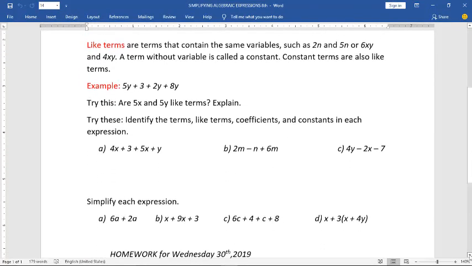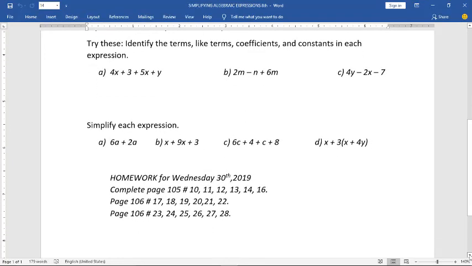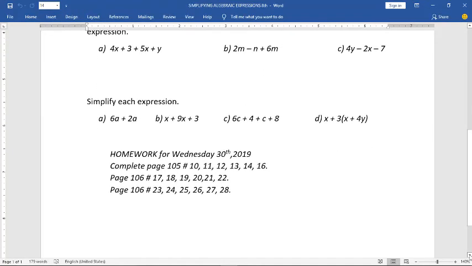Let's move. Simplify each expression. So this is the lesson we are learning about. Remember, I told you to simplify something is to write it as simple as you can. If we have 6a plus 2a, to simplify this expression, you just need to add them together.